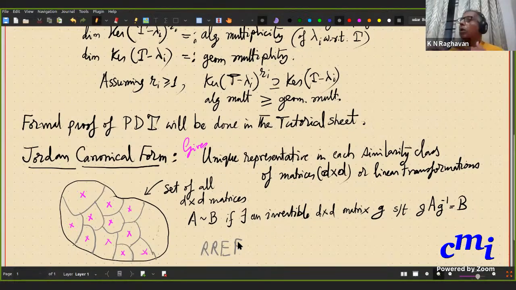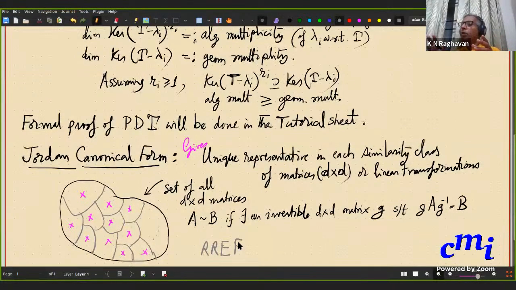Okay, you call two matrices equivalent if they have the same row space. In other words, if you can go from one to the other by doing elementary row operations, which means the same thing, then they are said to be equivalent.